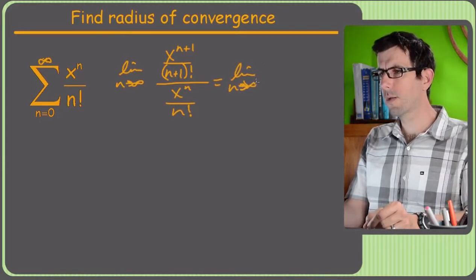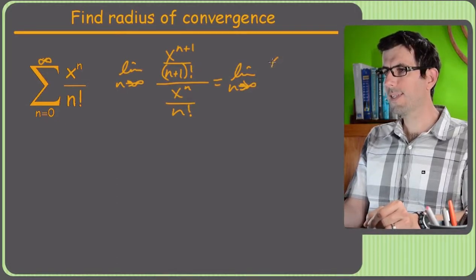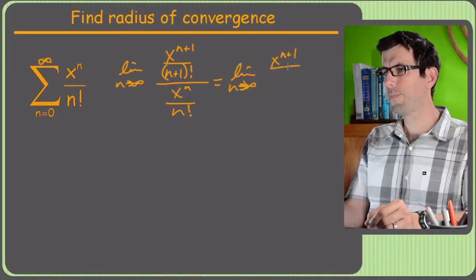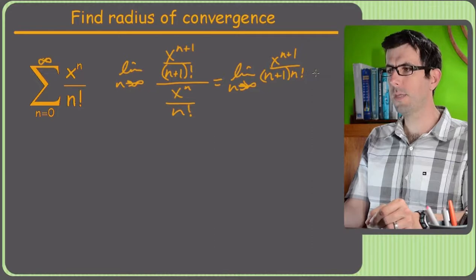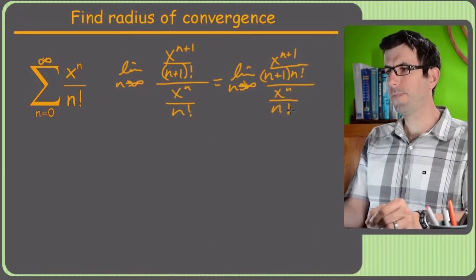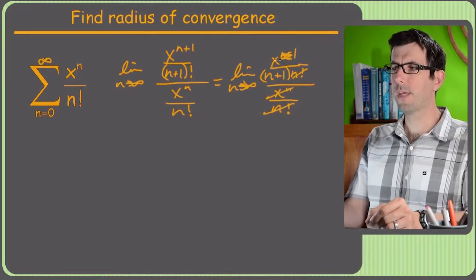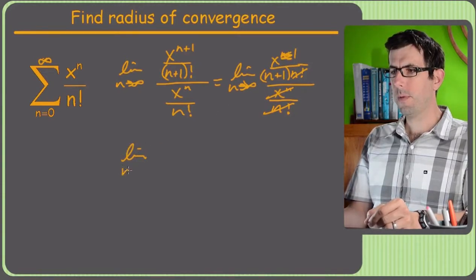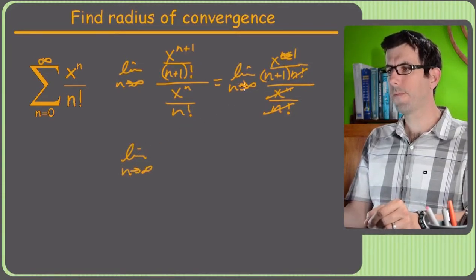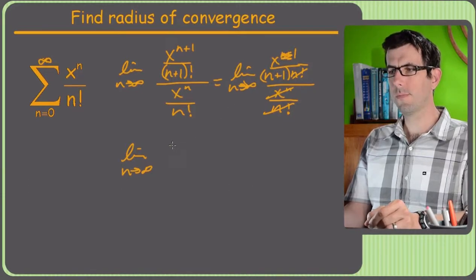My arrows need work pretty bad. All right, so we've got x to the n plus 1. Now n plus 1 factorial, as we've seen before, you just want to change that to n plus 1 times n factorial. You get x to the n and n factorial. All right, so the n factorials cancel. Then x to the n cancels this, except for the x to the 1. So we end up with the limit as n approaches infinity of x over n plus 1.